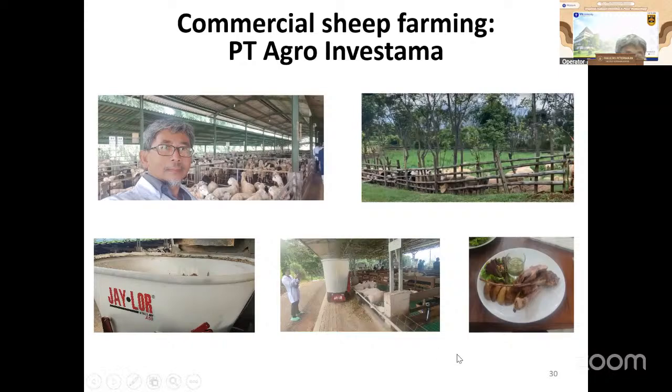Okay, and the photo on the bottom right is a lamb chop from a crossbred Dorper and Garut, which has a very delicious taste.